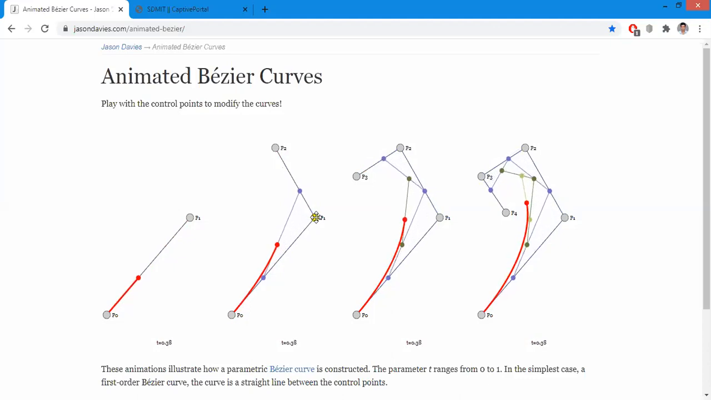Always, the degree is equal to the number of control points minus 1. How many points are there? P0, P1, P2, so three control points, and the degree is 2. Now I'll go to the third diagram: P0, P1, P2, P3. P0 is the initial control point. How many control points are there? Four control points are there over here.